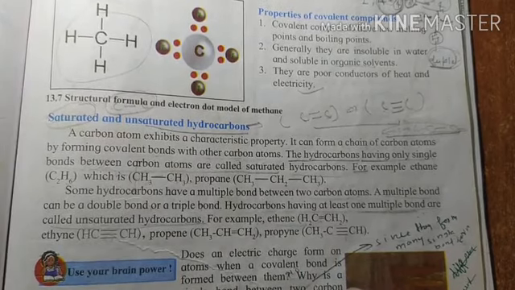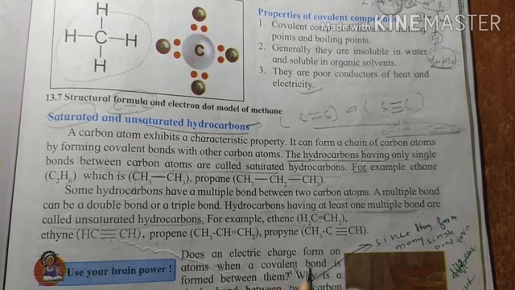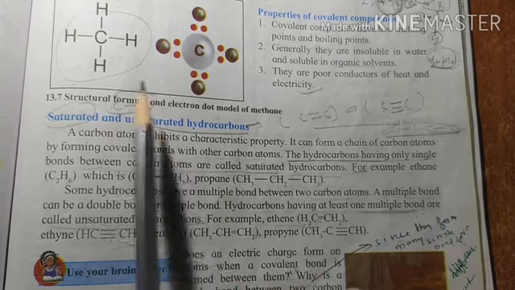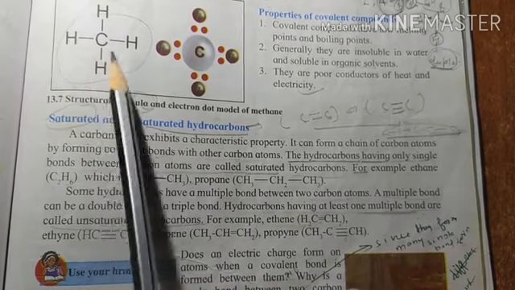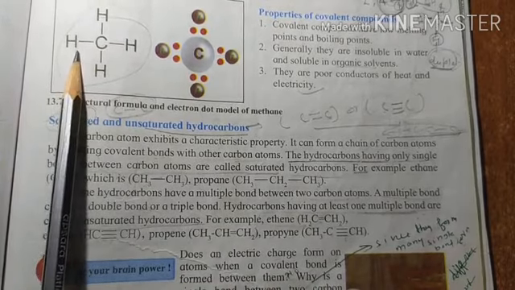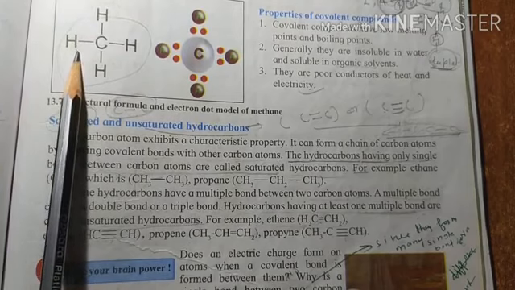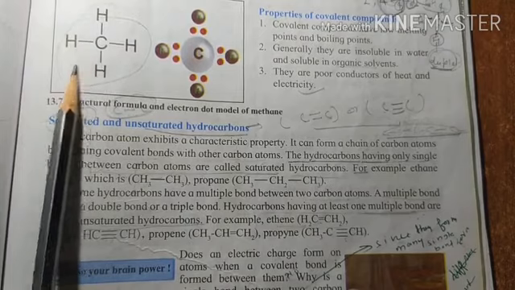So use your brain power. Does electric charge form on the atom when a covalent bond is formed? See, in this there is a covalent bond. Is there any electric charge present over here? So no electric charge when a covalent bond is formed. There is no electric charge developed on the atom.